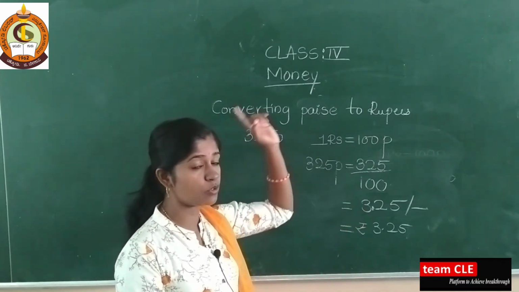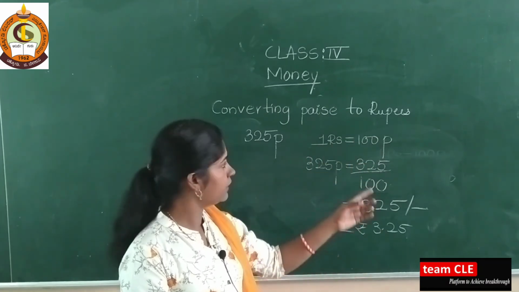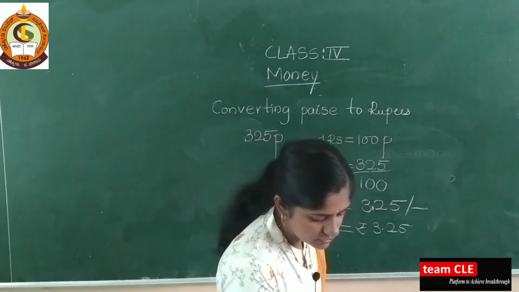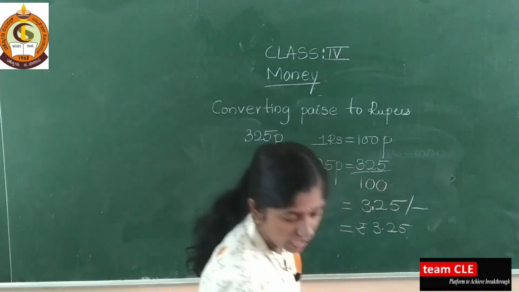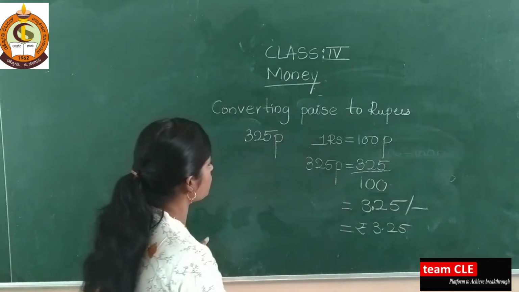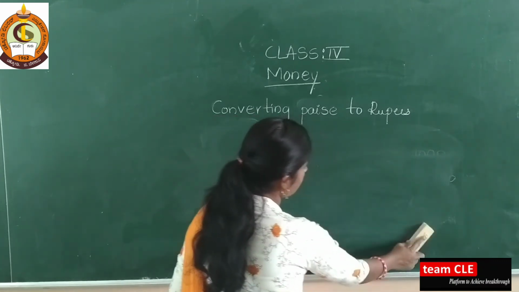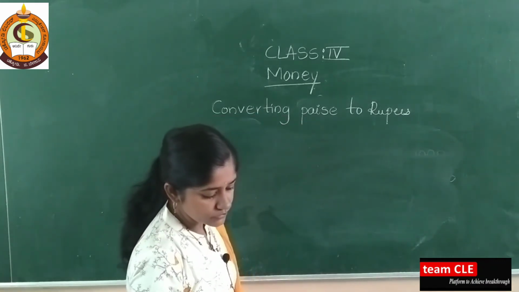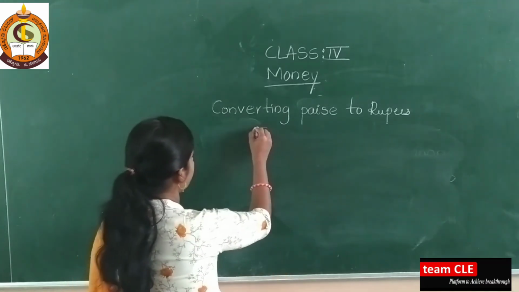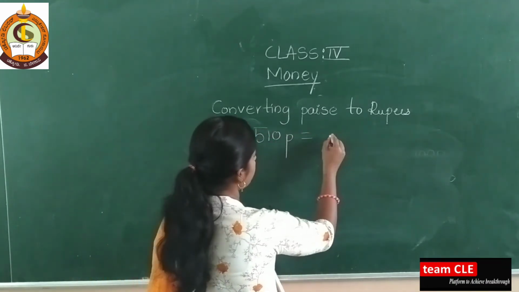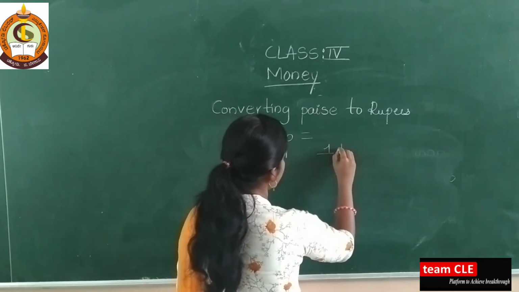When you are converting rupees to paise, multiply. Here I am converting paise to rupees, divide. Okay, here also, dear students, you have 8 questions. Among them I am solving 2. 1 is already there on the board. So next take one more example. I will take 510 paise. Then again you have to repeat the same procedure.